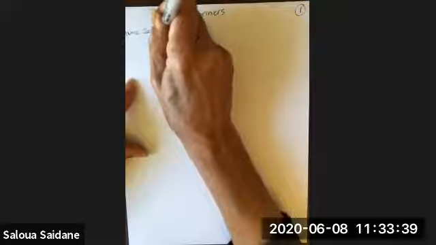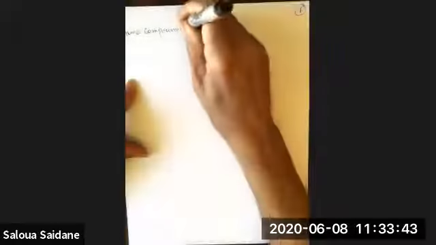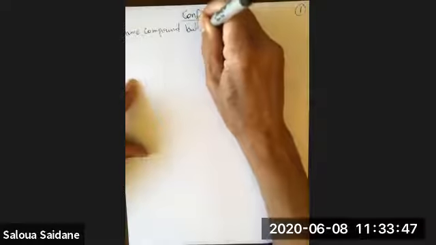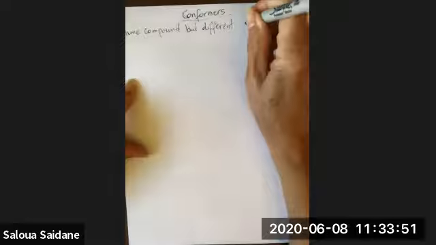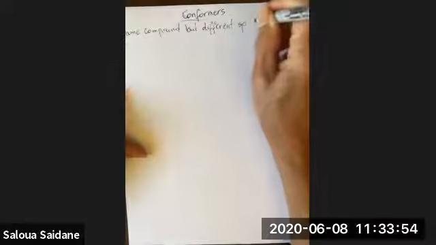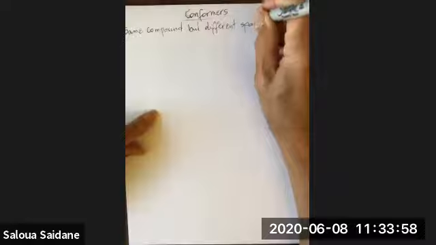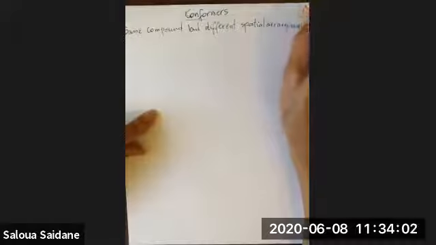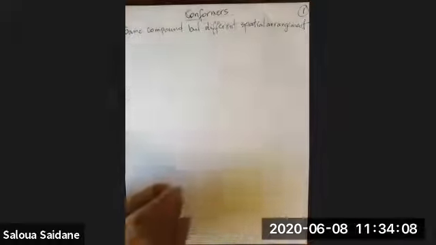So the same compound that has different spatial arrangement. So it's the same compound, but different spatial arrangement. So what does that mean? A same compound with different spatial arrangement.